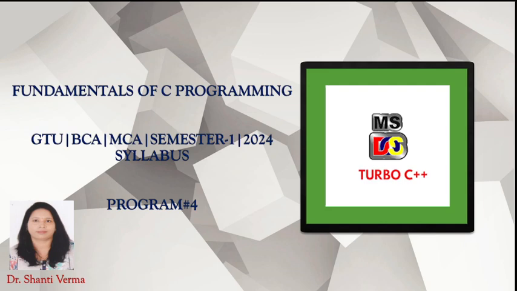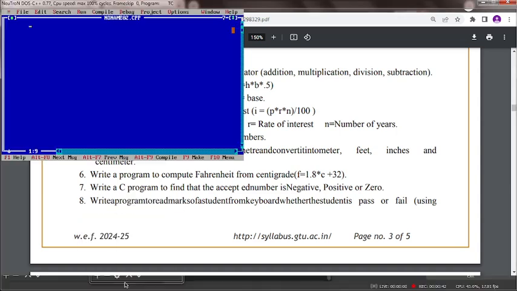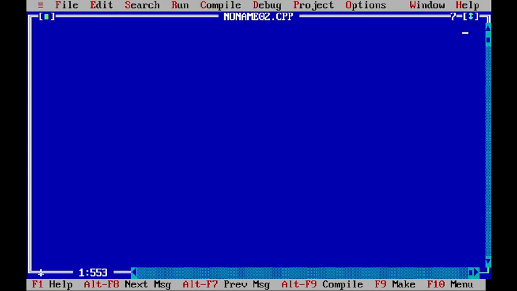This is the fourth video, and in this video I am going to demonstrate program number 4 mentioned in the GTU syllabus. So let's discuss what the fourth program is. In this program you have to write a program in C to interchange two variables. We can do this in two ways: one using a temporary variable and the second without using any temporary variable. In this video, I am going to demonstrate the first way, that is, interchanging the variables using a third variable, a temporary variable.